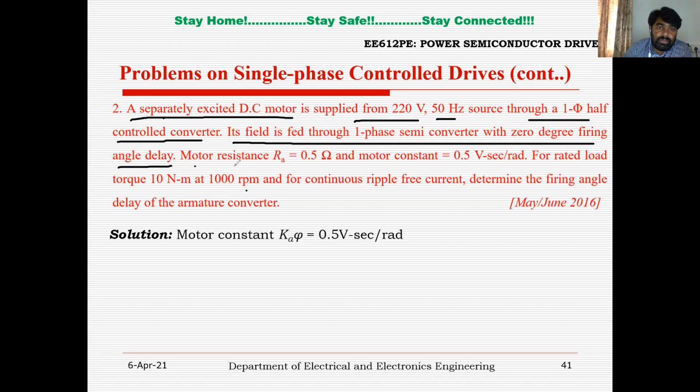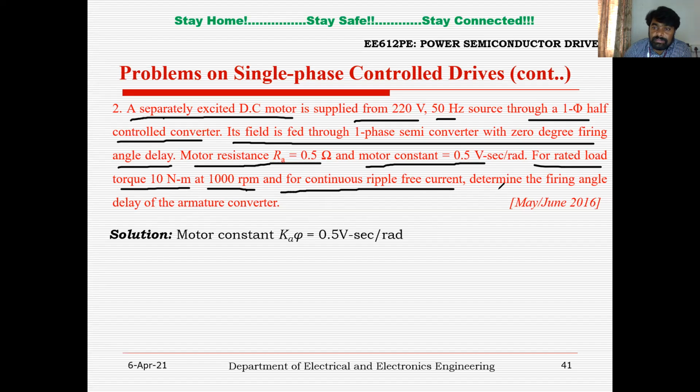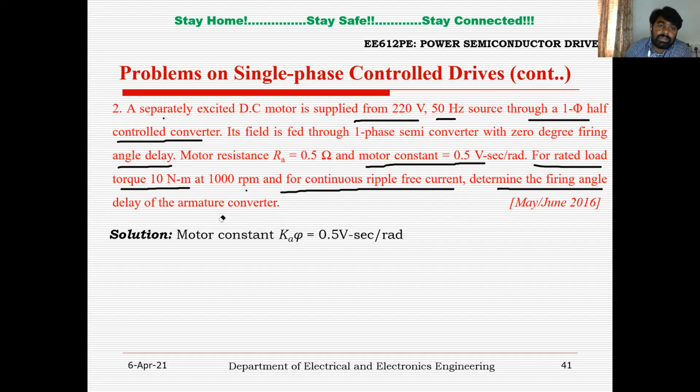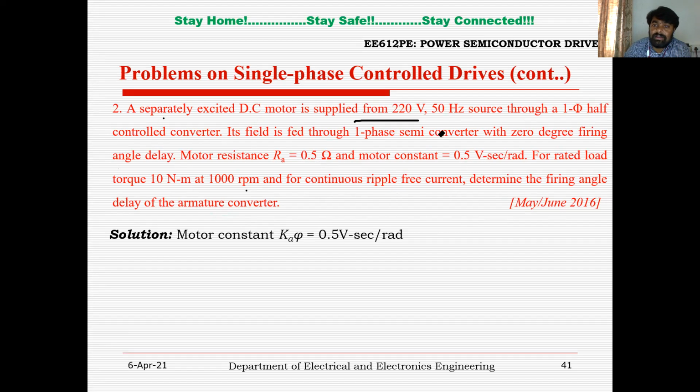And motor resistance is given as 0.5. Motor constant is also given as 0.5 volts second per radians. For the rated torque of 10 Newton meter at 1000 RPM, and for continuous ripple free current, we need to determine the firing angle of the armature converter, right? So overall, we need to calculate the firing angle alpha. So for a semi-controlled converter, we know the expression for the average output voltage, which is Vm by pi into 1 plus cos alpha, right?